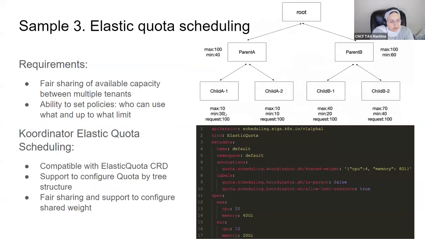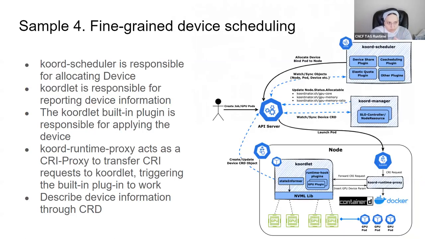Okay, so if I get it right, it is the upstream Elastic Quota CRD, but based on this we could define and extend our annotations or labels on it to achieve the tree structure or the shared weight. Okay, so you're providing a new plugin, right? It's the device plugin, like a new scheduler plugin called device plugin, right? So you're using the default scheduler, but you just implemented one more plugin. Is that right? Not like a brand new scheduler.